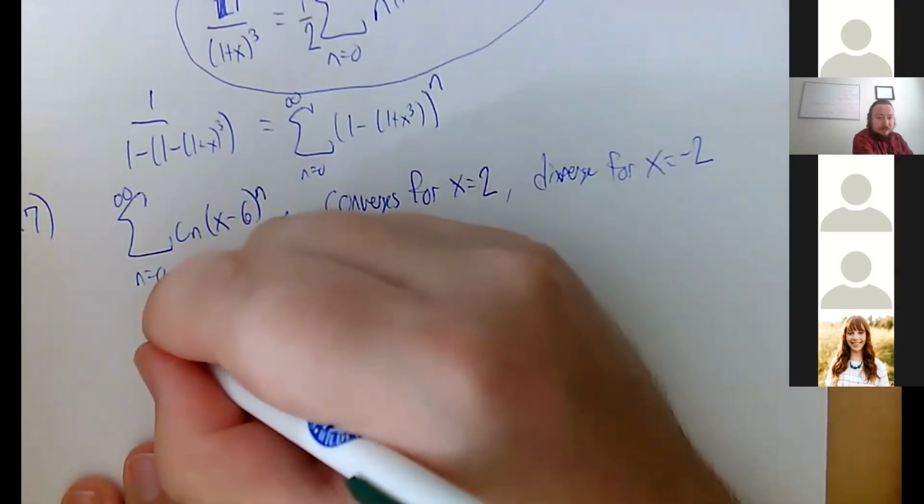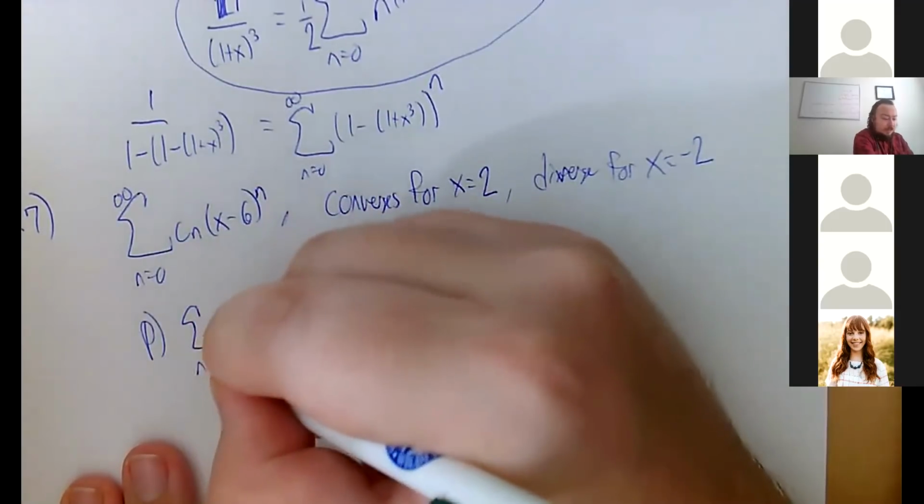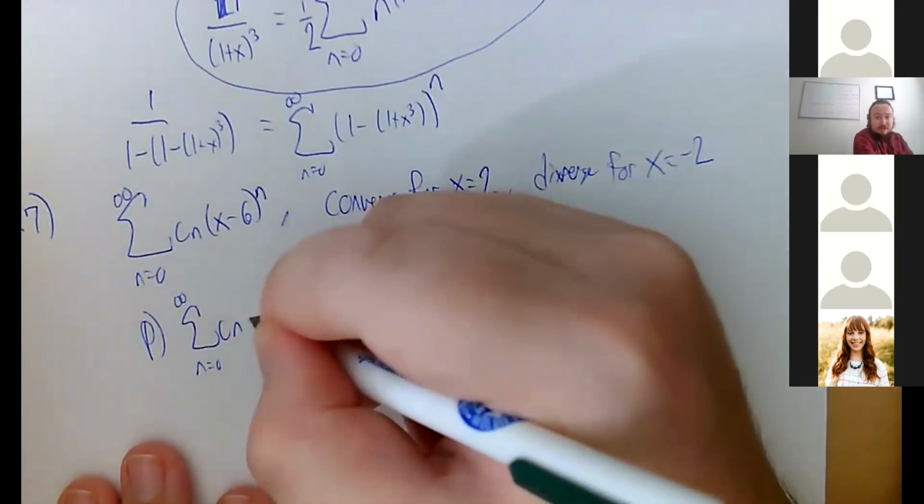All right, so here are the series that we need to look at. First one is the sum from 0 to infinity of just c to the n, no coefficient.